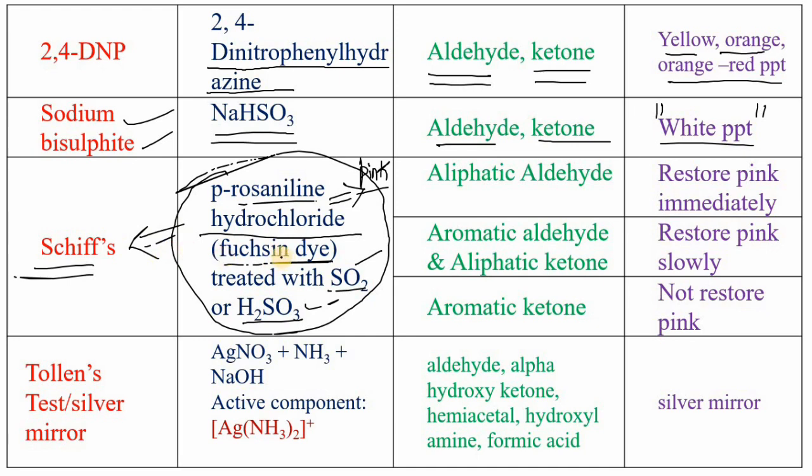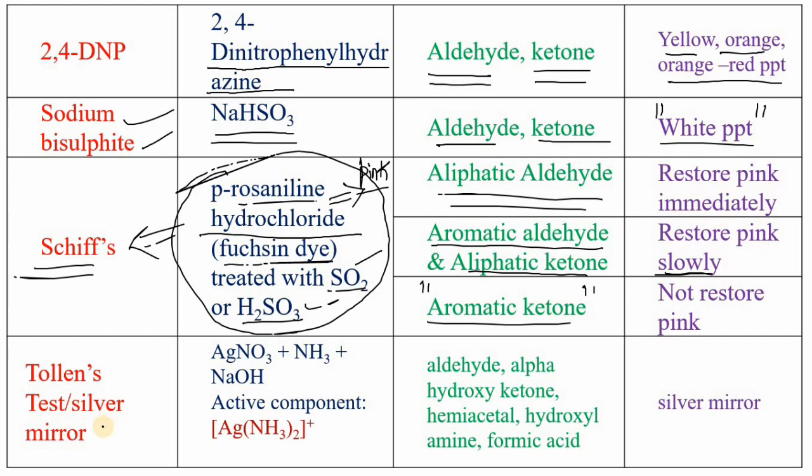When you treat Schiff's reagent with aliphatic aldehyde, there is a restoration of pink immediately. The pink color will be restored immediately in case of aliphatic aldehydes. If you take aromatic aldehydes or aliphatic ketones, there is a restoration of pink color, but the process is very slow. They restore pink slowly. Aromatic ketones, in this case, there is no restoration of pink color.